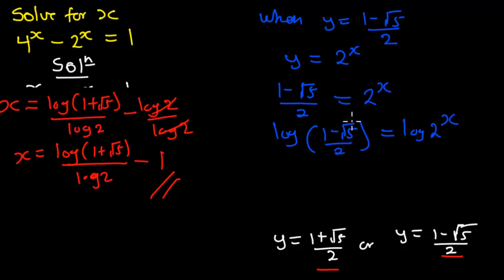And from what is inside the bracket, this is approximately equal to negative 0.62. And logarithms of negative numbers are not defined. And so we are going to rule out this answer. So our answer is x is equal to what is over here.